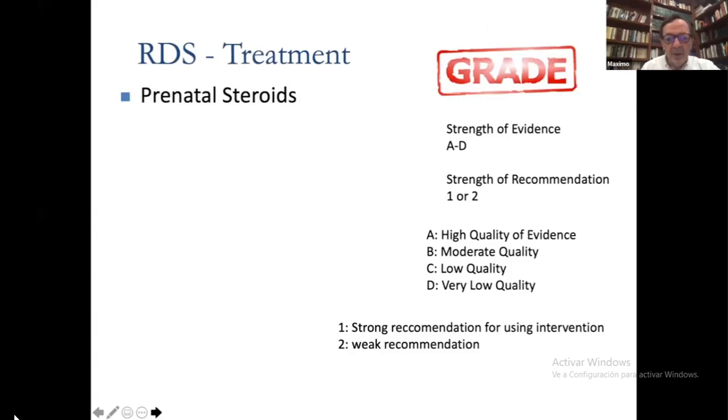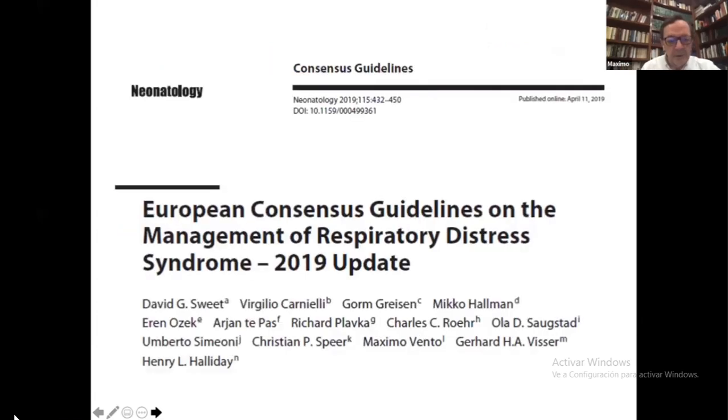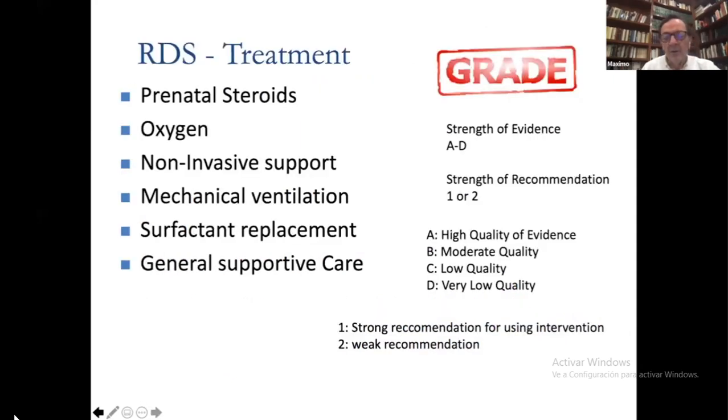Our recommendations are based on the strength of evidence using the GRADE method, where A is the strongest evidence, that is a randomized controlled trial, and D is the lowest evidence, which is expert opinion. And we subgrade them, A1 or A2, depending on the evidence that supports each one of the recommendations.